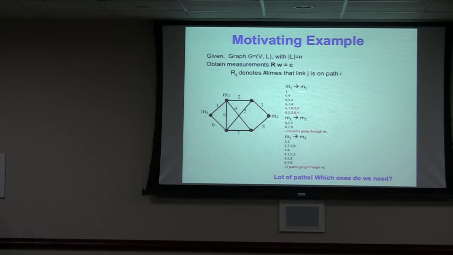Even if I know the topology, the number of paths could be exponential. Think of a fully connected graph. It's a very simple case, but you could have a very large number of paths, and they're not all independent. So the first question, of course, is what is the complexity of trying to find n linearly independent paths, given that I have n links that I want to estimate.